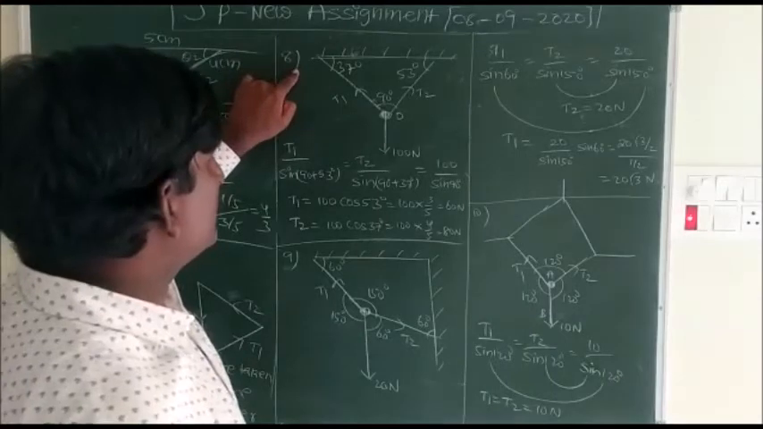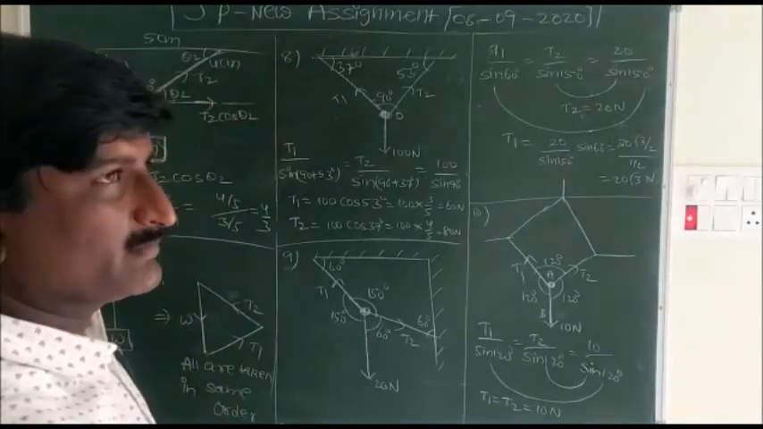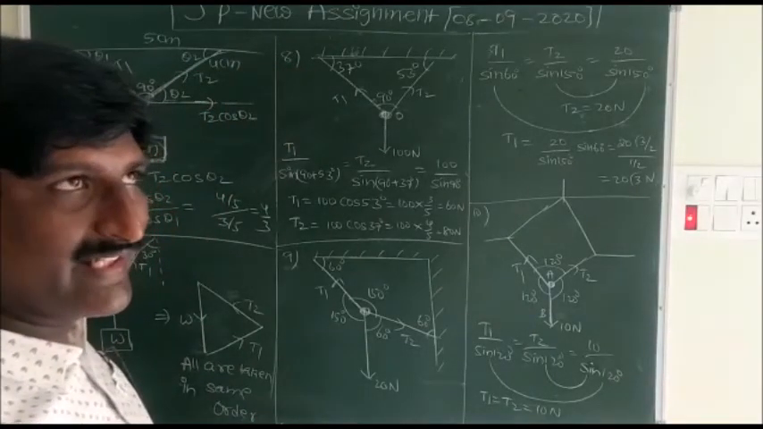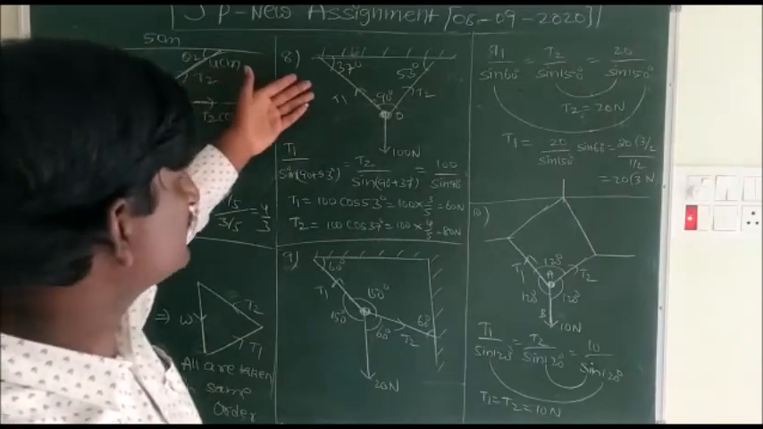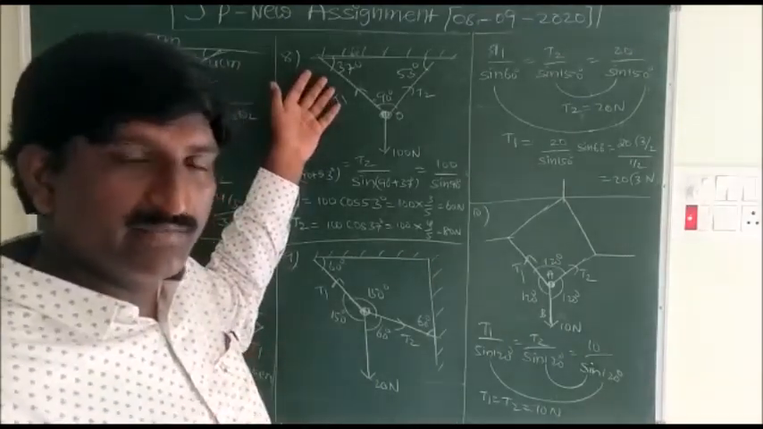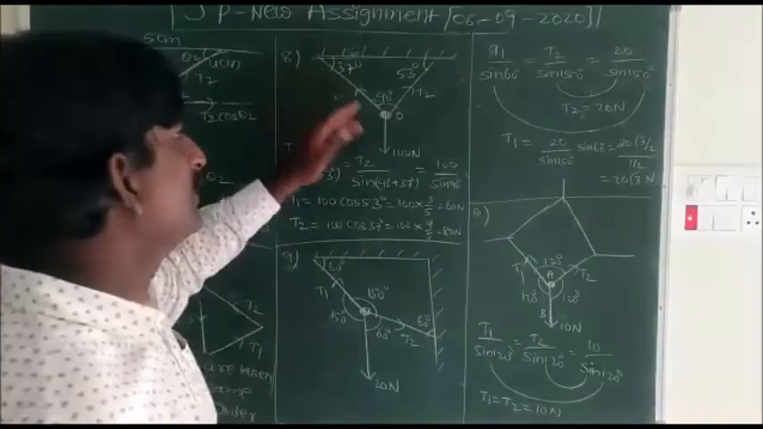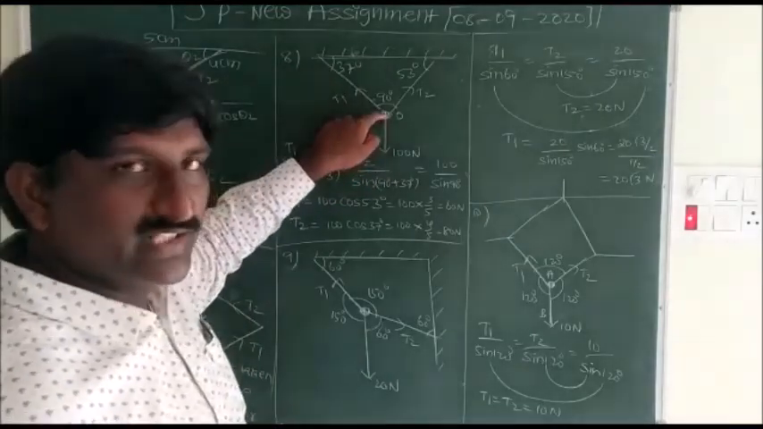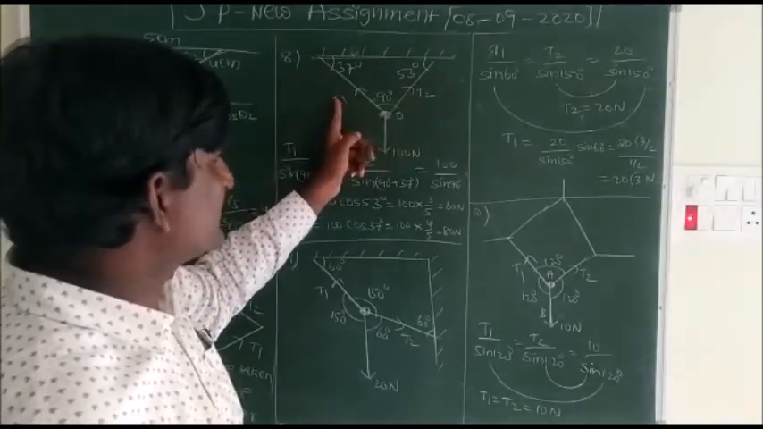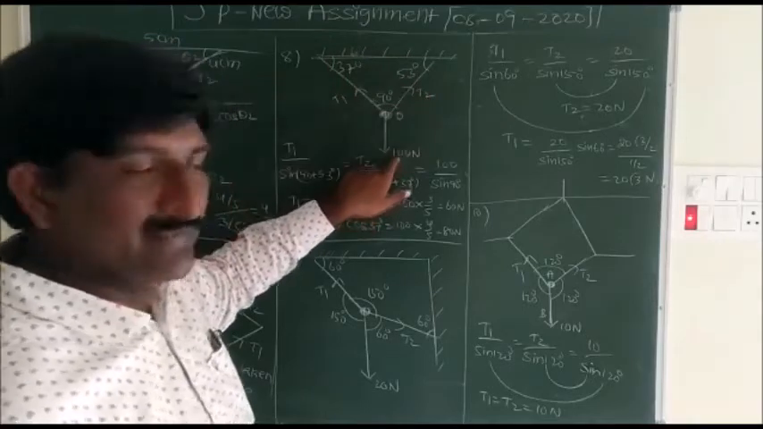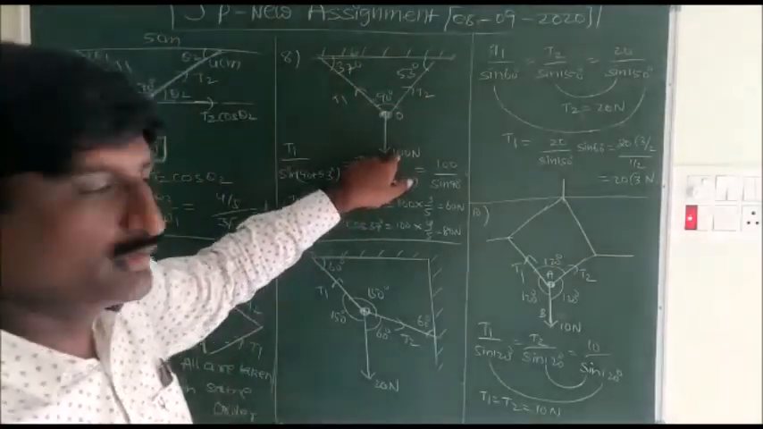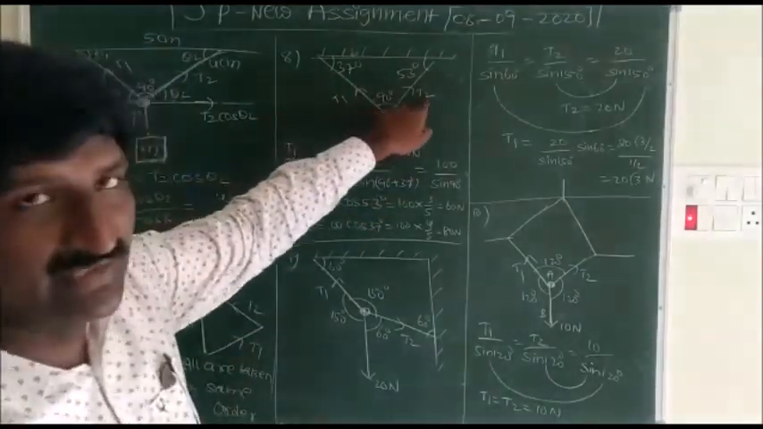And coming to problem number 8, which is similar to the sixth problem. The sixth problem I explained according to splitting of vectors. Now the similar type of problem will be explained according to Lami's theorem. A point O is in equilibrium under the action of two tensions in strings T1 and T2 and a weight of 100 newtons in the downward direction. Calculate T1 and T2.